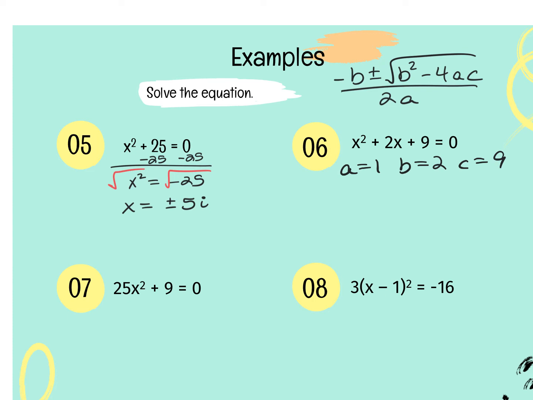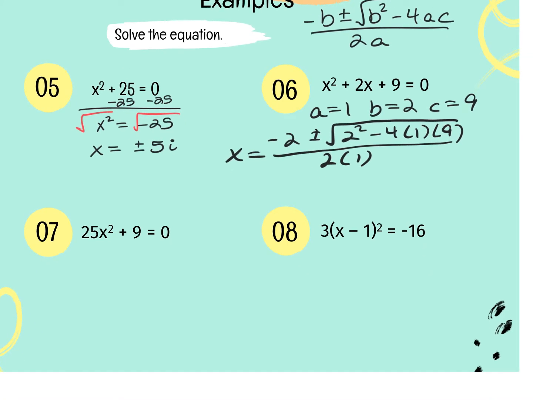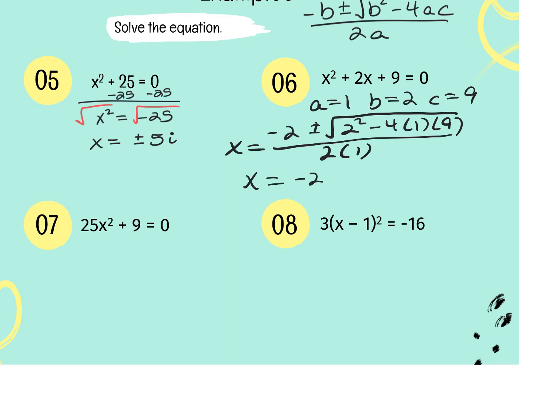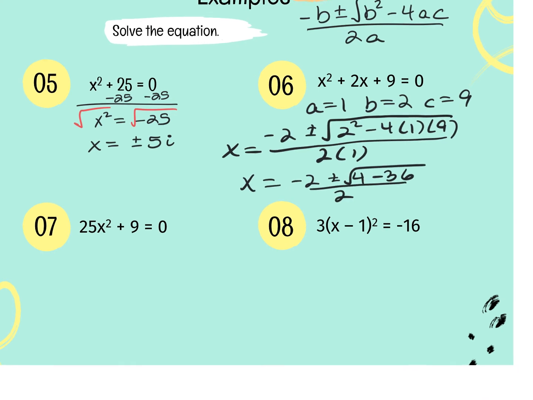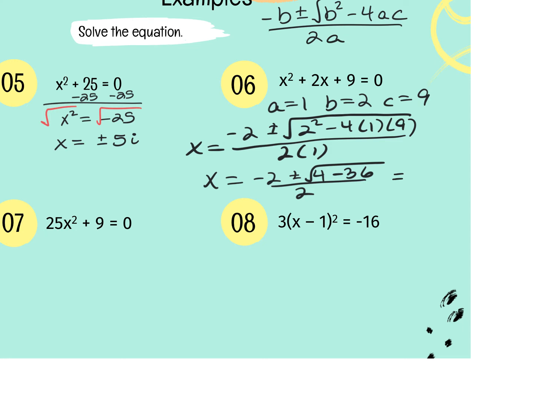You will need to memorize this formula again. So put it in, negative 2 plus or minus the square root of 2 squared minus 4ac, divided by 2 times a. Go ahead and simplify what's under the radical. I get positive 4 minus 36, all divided by 2. I need to subtract what's under the radical, and I get negative 2 plus or minus the square root of negative 32 divided by 2.